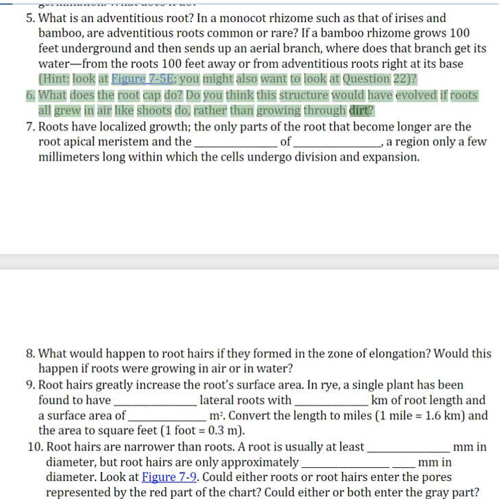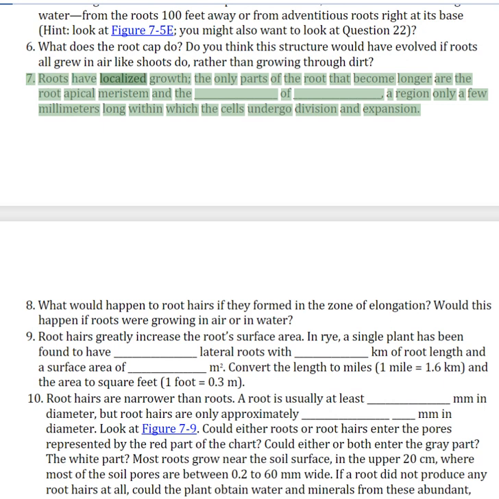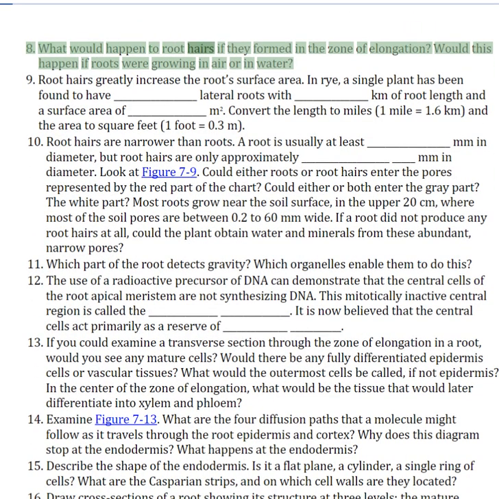7. Roots have localized growth. The only parts of the root that become longer are the root apical meristem and the zone of elongation, a region only a few millimeters long within which the cells undergo division and expansion. 8. What would happen to root hairs if they formed in the zone of elongation? Would this happen if roots were growing in air or in water?